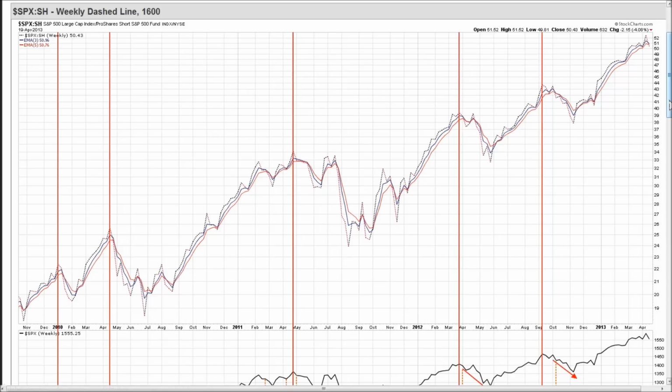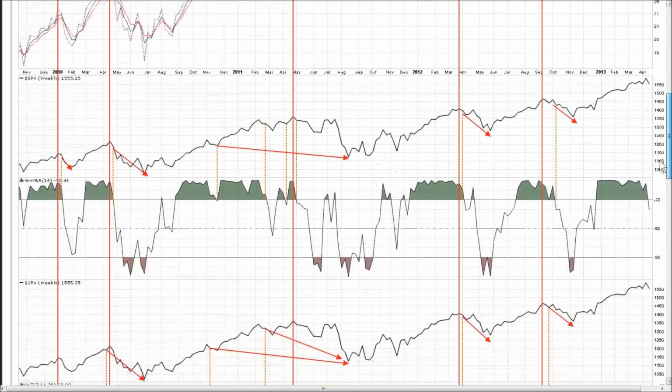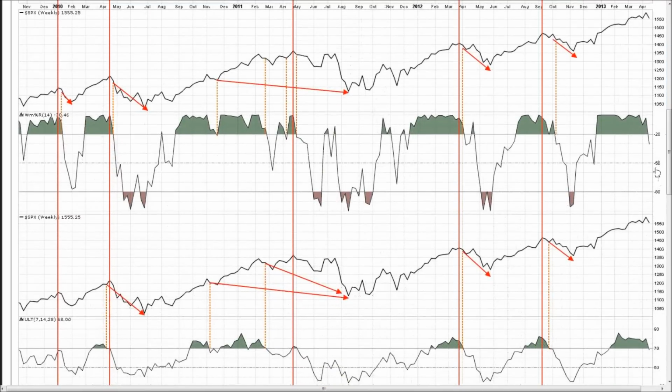So the concepts from the last chart we looked at, which was a weekly version of the S&P 500, the same concepts apply here. These charts are marked up in a similar manner. See Williams percent R here for the ratio. So this is Williams percent R for the ratio of longs relative to shorts. Close below negative 20. You can see historically here, when we've got a close below negative 20, the stock market tended to correct or give up its gains.